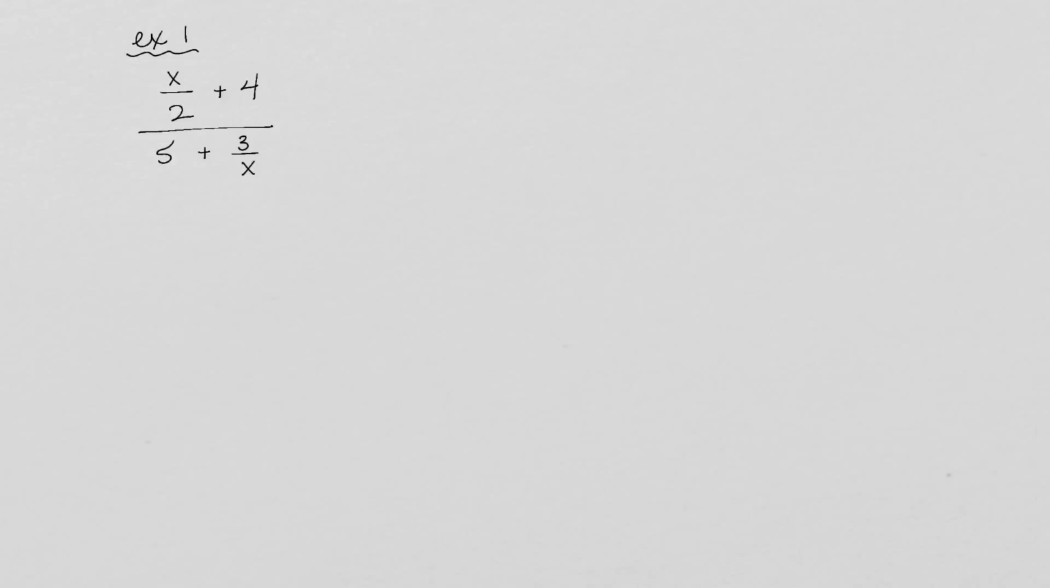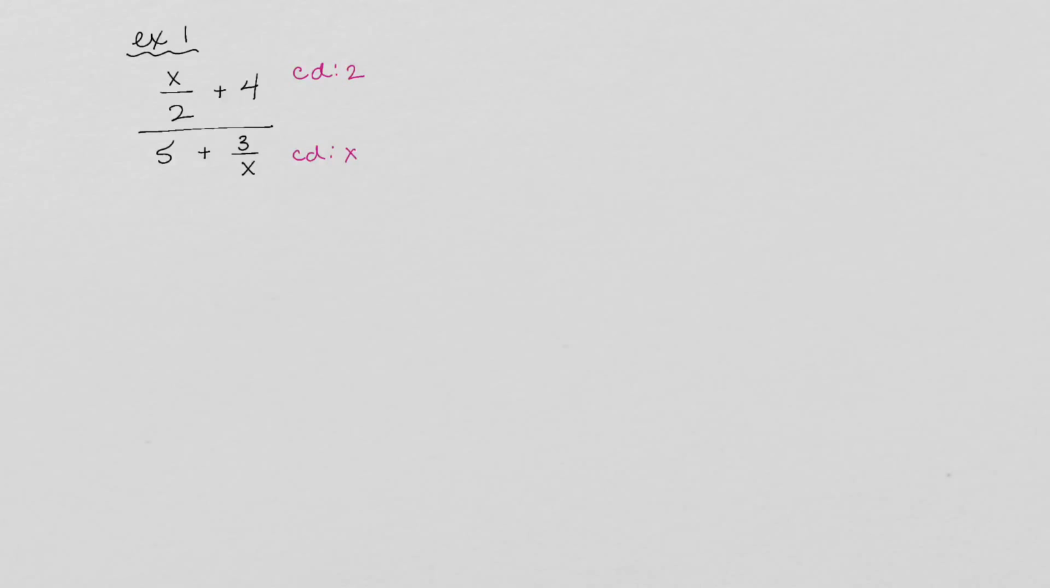All right, so what we need to do is we need to combine the two terms in our numerator, the x over 2 and the 4, and combine the two terms in our denominator, the 5 and the 3 over x. And to do that, because we have a fraction in both the numerator and the denominator, we're going to have to find common denominators. So for the numerator, your common denominator is 2. And for the denominator, your common denominator is x. I'm going to find a common denominator so that I can combine the x over 2 with 4.